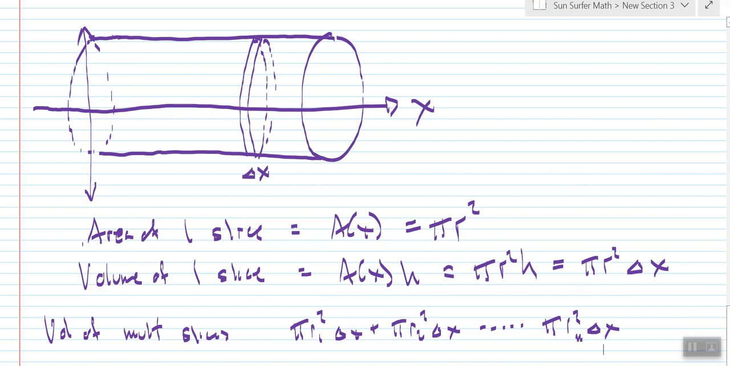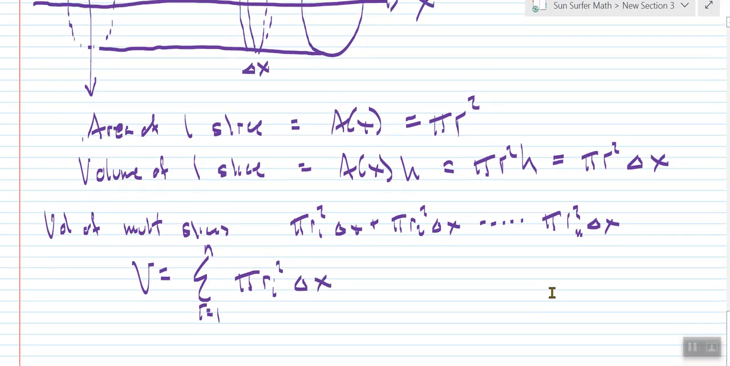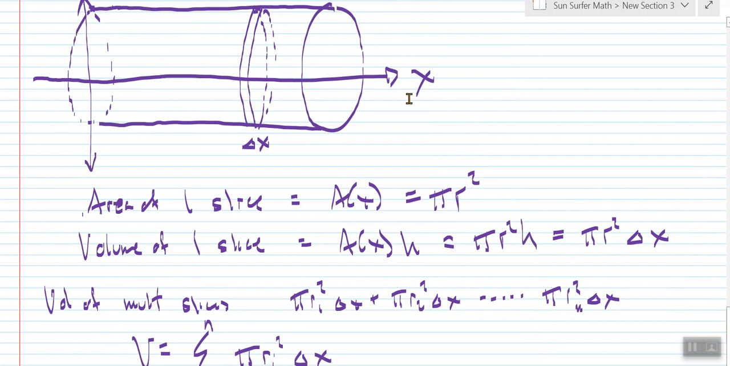Well, once again, remember that the radii are all the same, so we can simply write this as the volume is equal to the sum from i equals 1 to n, n being the number of slices that we have, of pi r sub i squared delta x. And so we add up all of these slices and we would get the volume.